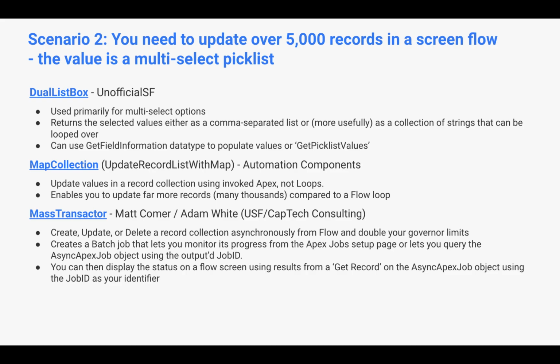And then MapCollection basically lets you update values in a record collection before it hits the database. So it's all in memory. This allows you to do mass updates for thousands upon thousands of records without any sort of loops. And then DualListBox, which is a pretty nifty replacement for displaying multi-select values. It'll let you basically pre-fill based off of a text variable, and then you can output it to a collection of text variables as well to either use it in another screen or use it as a value for a multi-select pick list, which I'll show off in just a second.